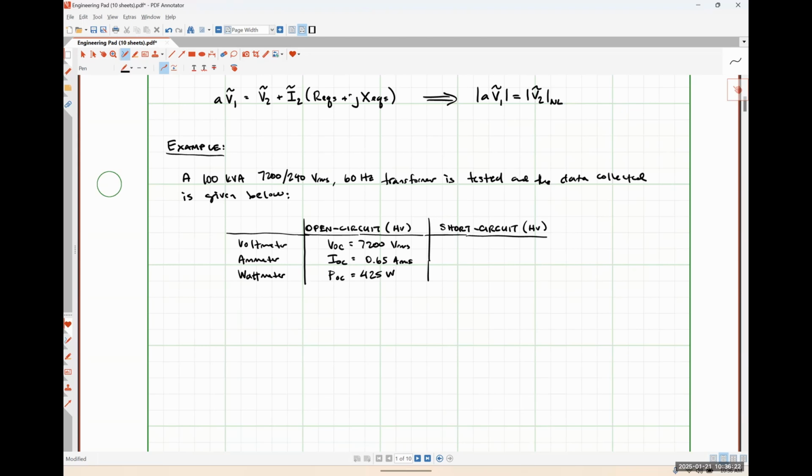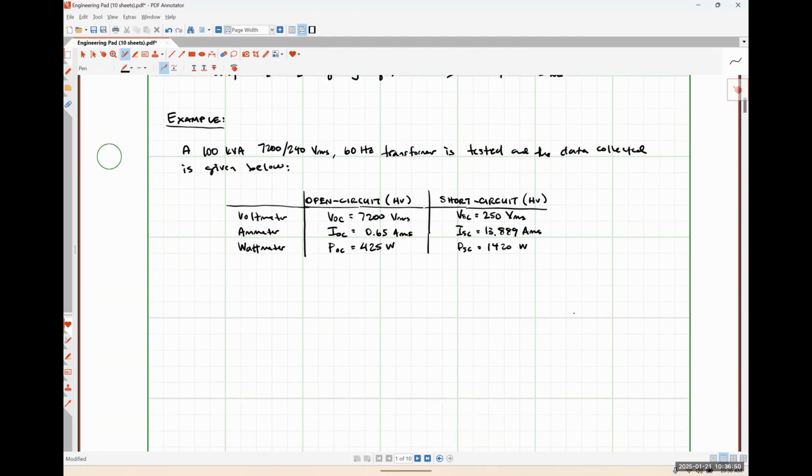Our short circuit test gives us a short circuit voltage VSC of 250 volts RMS, a short circuit current of 13.889 amps RMS, and lastly, a short circuit power of 1,420 watts. Okay.